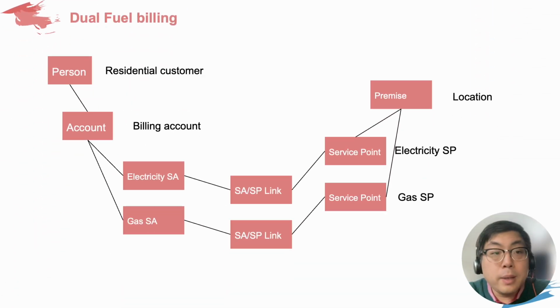Now, another one is more complex. This is more for residential customers. For residential, you might have dual fuel at home, so you have electricity and gas both supplied by the same energy supplier. In that case, you have an electricity SA and a gas SA, and each of them is linked to a different service point because the electricity and gas have separate meters, but both of them are linked to the same premise, the same location.